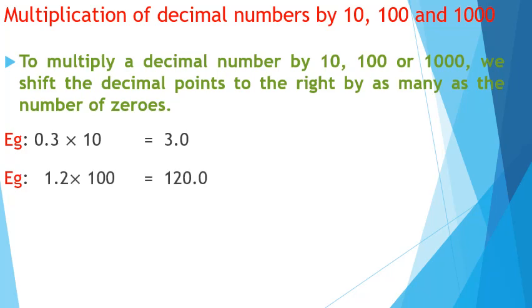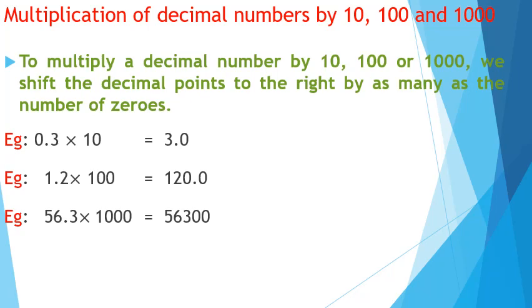Next is 1.2 multiplied by 100. 100 has 2 zeros, so the decimal point shifts 2 digits to the right, but we have only 1 digit, that is 2, so we can add 1 zero on the right side, so we get 120.0, or simply we can write it as 120.